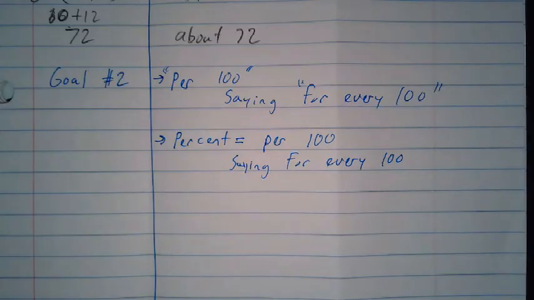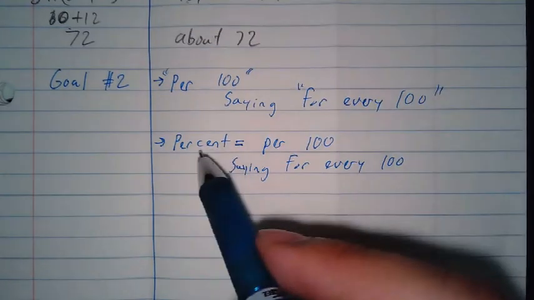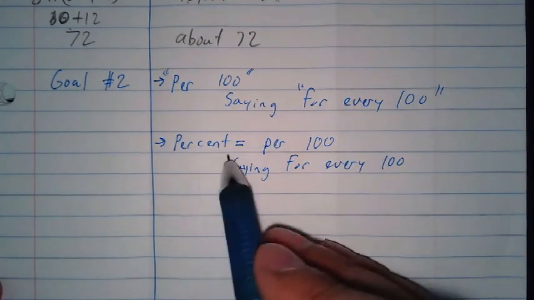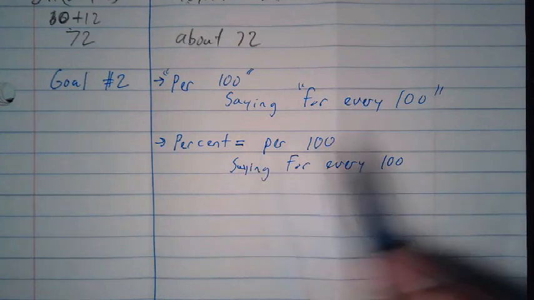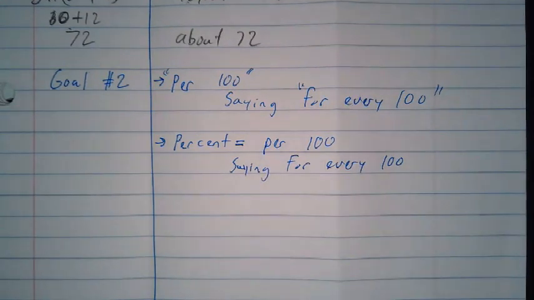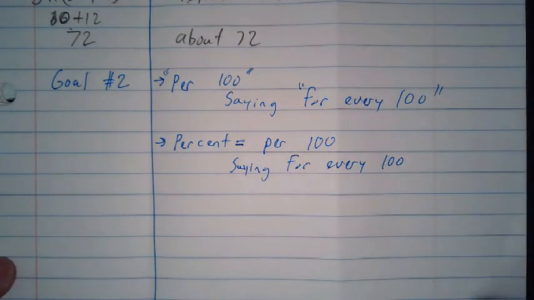Alright, we're moving on to goal number 2. The whole deal of using per 100. What that means, you're literally saying for every 100. And that leads us to percent. We've said this before, and I'll say it again. Percent means per 100, the same thing as for every 100. So let's look at the got it's. Letter E.